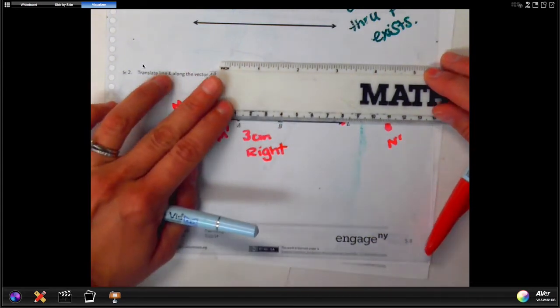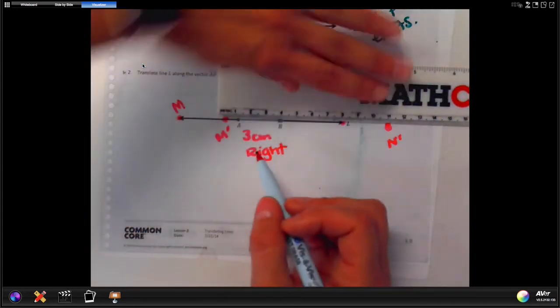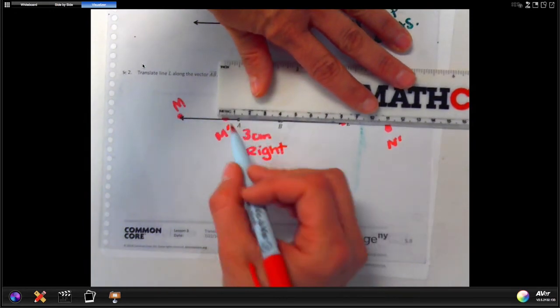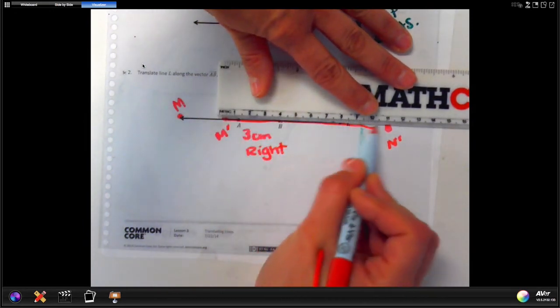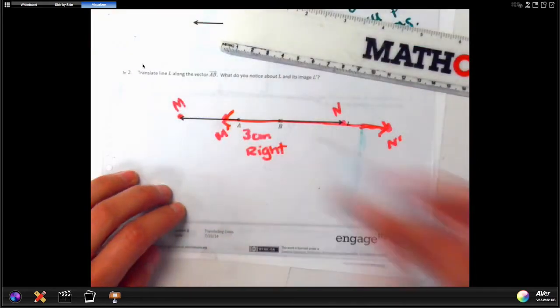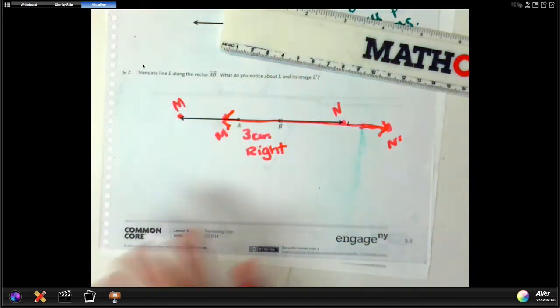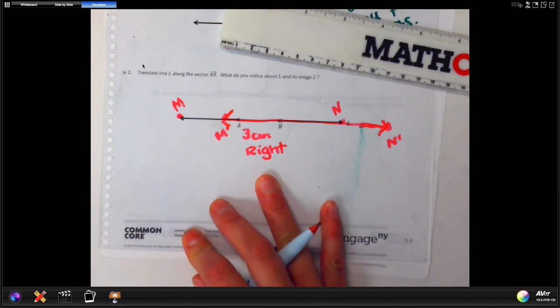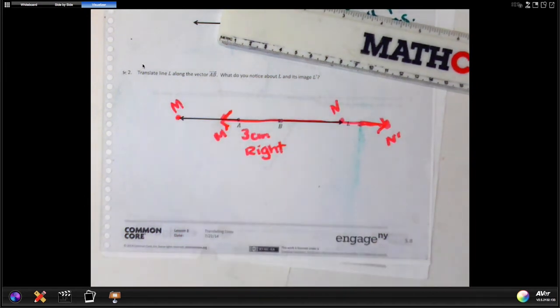Oh, my N prime is a little bit off. Sorry about that. Oops. Did it make a different line? Ooh, mine looks a little rough. Sorry about that. Hopefully yours looks better. Drawing with these markers is a little rough.